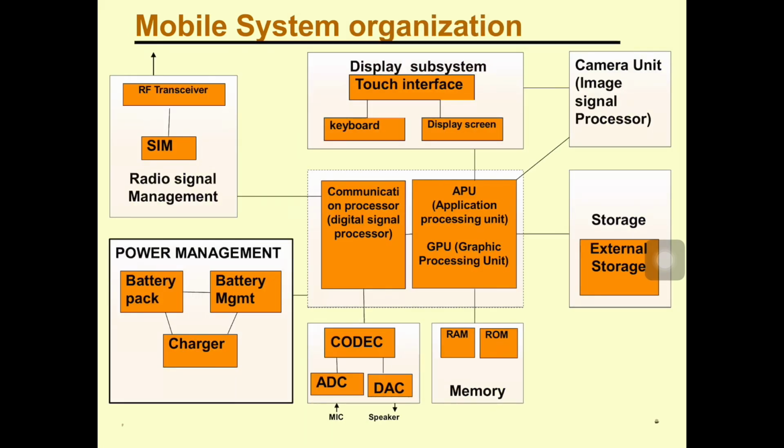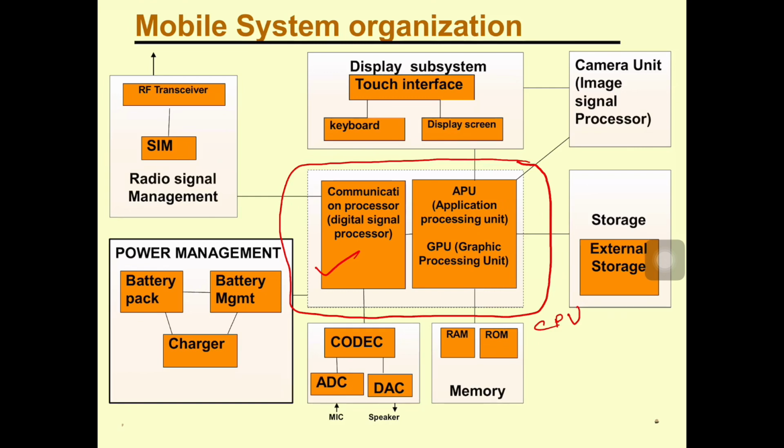Now, mobile system organization. How does the mobile system work? What is the mobile system? As you can see in this figure, there is the central unit of the mobile. This is the CPU of the mobile. It consists of two units. First one is the communication processor, or the digital signal processor, which is used to communicate with the outside.